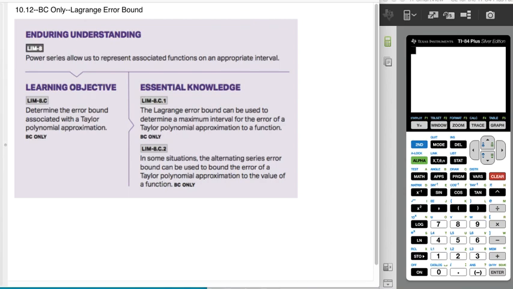All right, this is AP BC Calculus. We're doing a BC only unit. This is Unit 10, Section 12, Lagrange error bound. So essentially, we've already talked about alternating series error bound, and this is a different way to talk about bounding the error on a series.